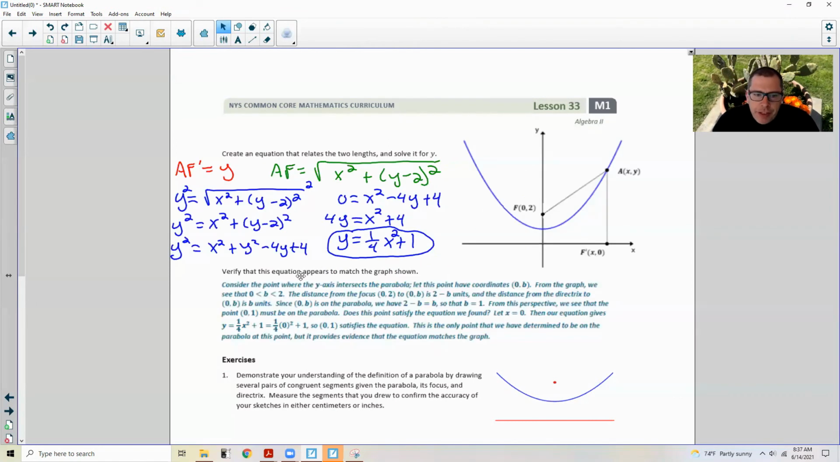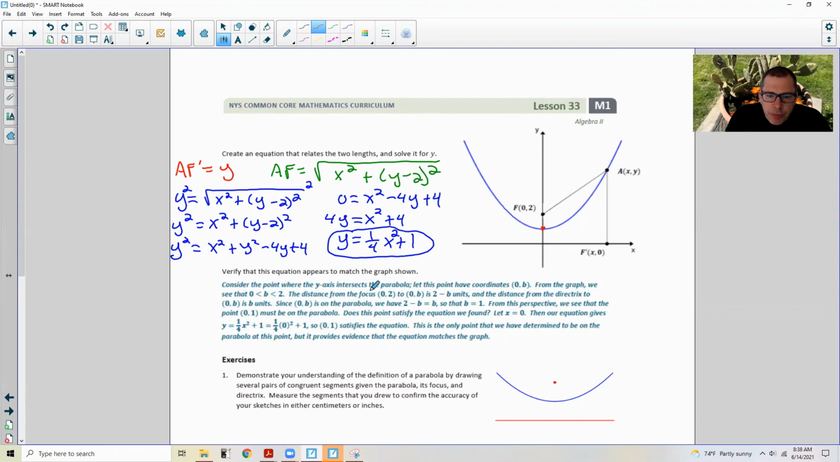Okay, so I brought the graph in here, and now we're going to verify that the equation appears to match the graph shown. So it's a very lengthy explanation, so I brought it in as text. It says, consider the point where the y-axis intersects the parabola. Let this point have the coordinate 0, b. Let me get rid of that because it's blue for starters. So let's do a point. So it says, consider the point where the y-axis intersects the parabola, which is right there. We're going to call that point 0, b. From the graph, we see that b has to be between 0 and 2.